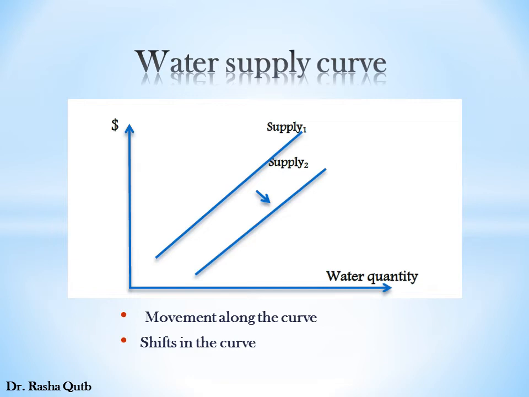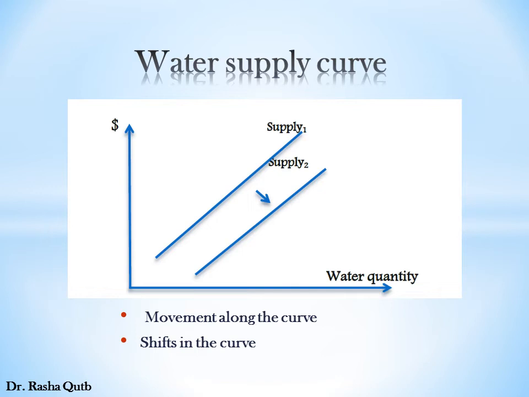Like any supply curve, we have to differentiate between movement along the curve and shifts in the curve. The factor responsible for movement along the curve is the price level, while shifts in the curve relate to factors other than the price level. What are the factors responsible for increasing water supply, or a rightward shift in the water supply curve? We have two main factors responsible for an increase in the water supply.